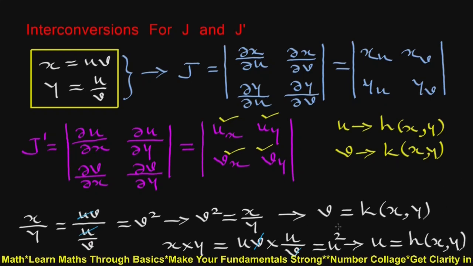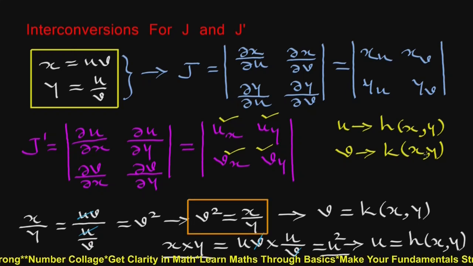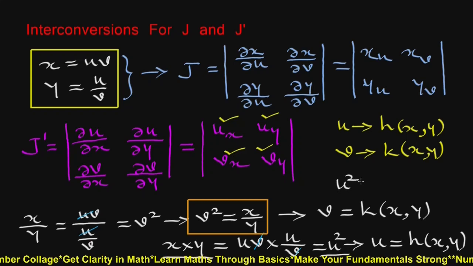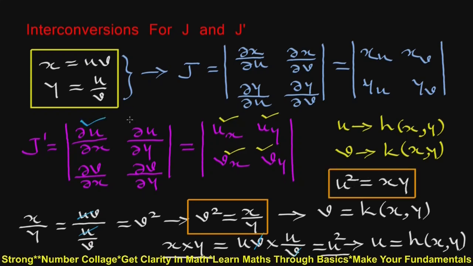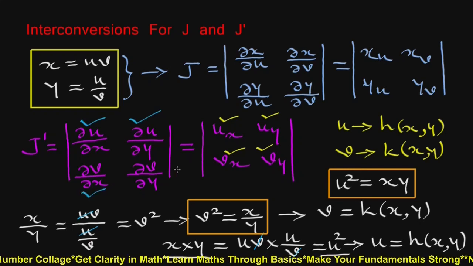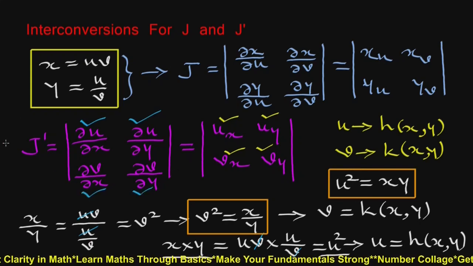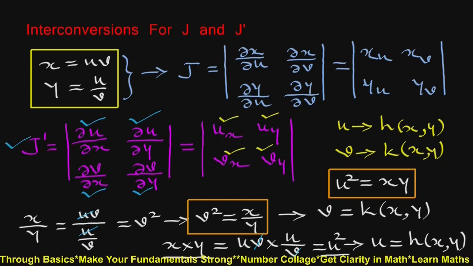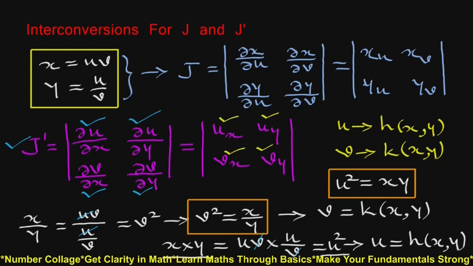Now by using functions v square equals x upon y and u square equals xy, we can easily find dou u by dou x, dou u by dou y, dou v by dou x and dou v by dou y, and find j dash, which we have already seen in one of the solved problems of this video.